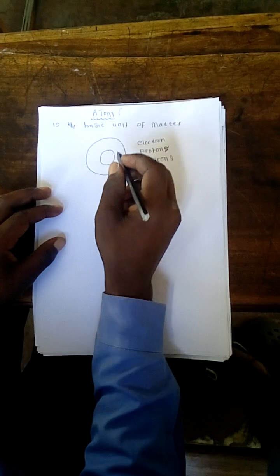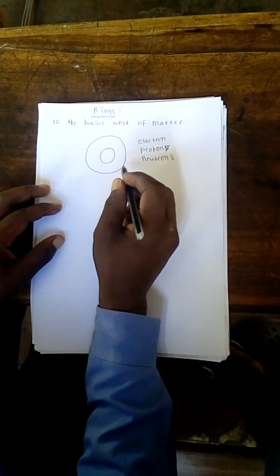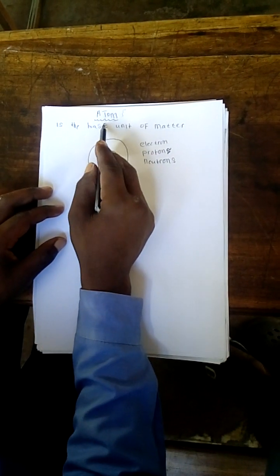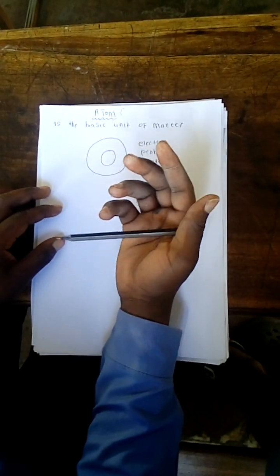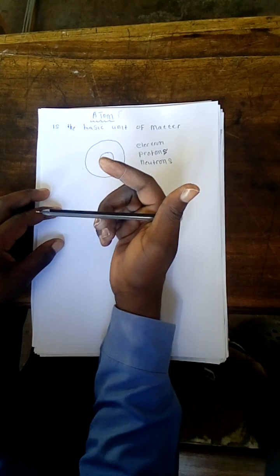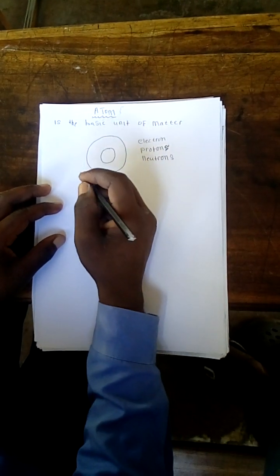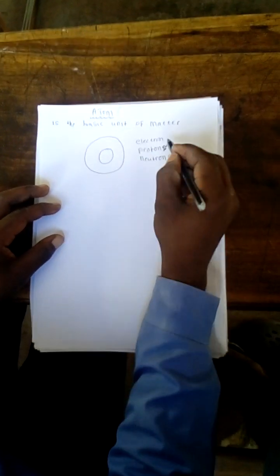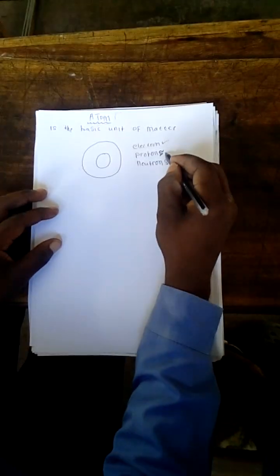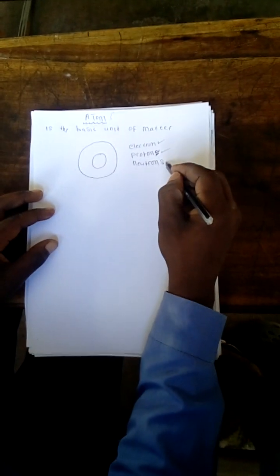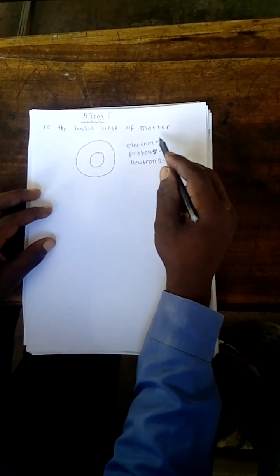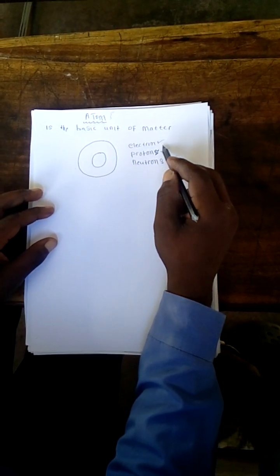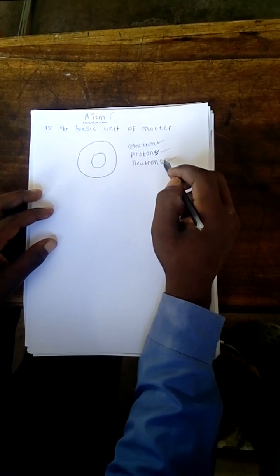Now, you need to know or understand that this atom is made up of three fundamental particles. How many fundamental particles? Three fundamental particles. What are these fundamental particles? We have got electrons, protons, and the neutrons. So these three make what we call an atom, or the fundamental particles of an atom.